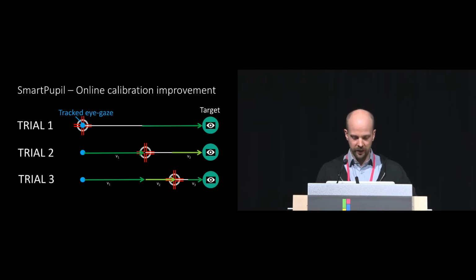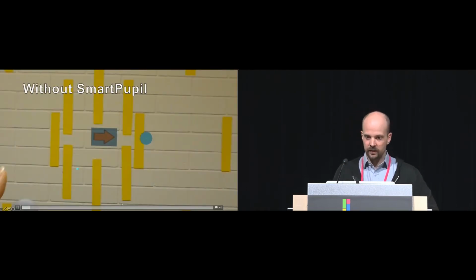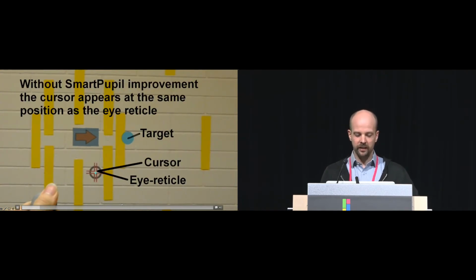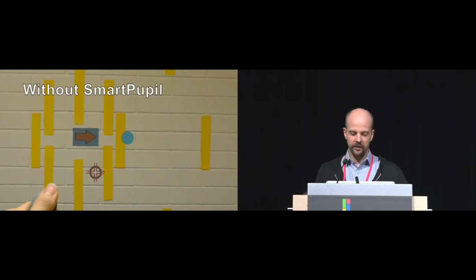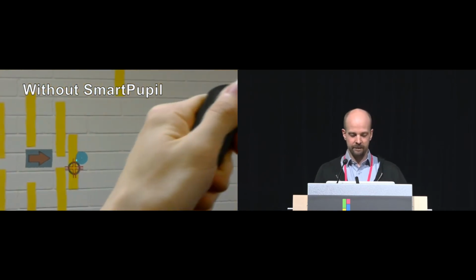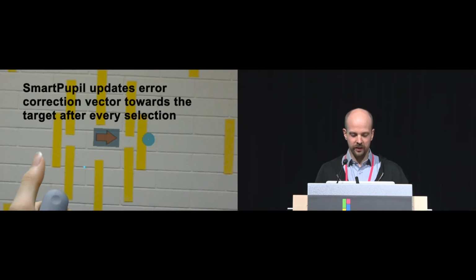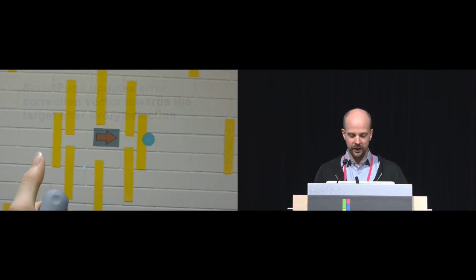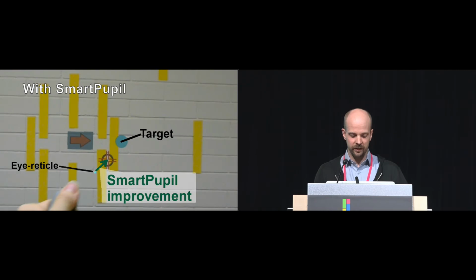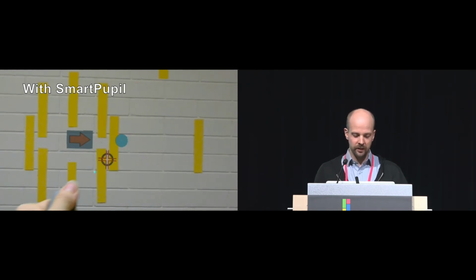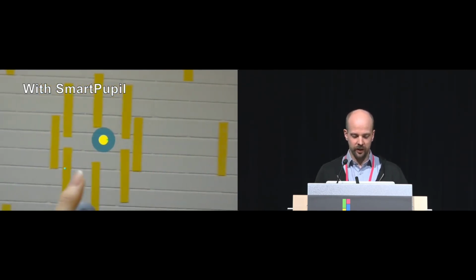Here it is working live. So this is how it looked. Without SmartPupil, the cursor appears at the same position as the eye reticle, and for the refinement, it's difficult to reach the target. But with SmartPupil correction, the accuracy is improved with each trial, so that refinement starts closer to the target.